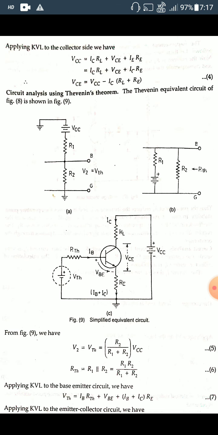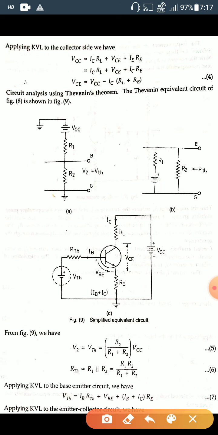So this one will be defined for the Thevenin equivalent from the R2 side, the voltage drop will be defined as VTH. If you consider this loop, what happened at that time? This is IB into RTH plus VBE plus (IB plus IC) RE. Why is it coming as such? We can also calculate the value for the RTH.